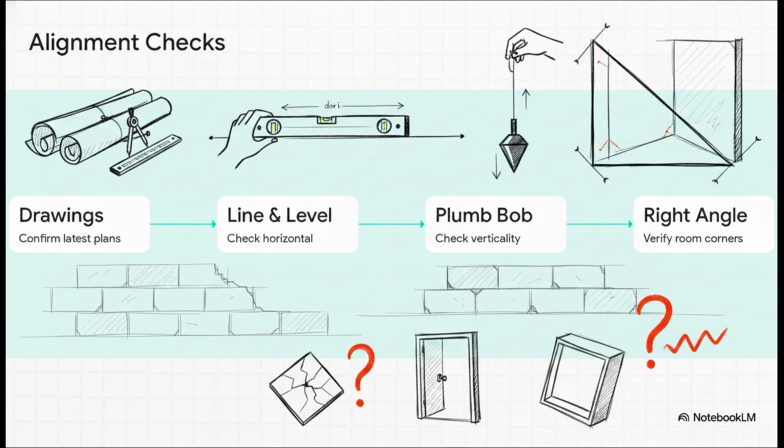Remember, even a minor deviation out of plumb completely sabotages your tile alignment, your door frame fixing, and your cabinetry layouts later down the line.